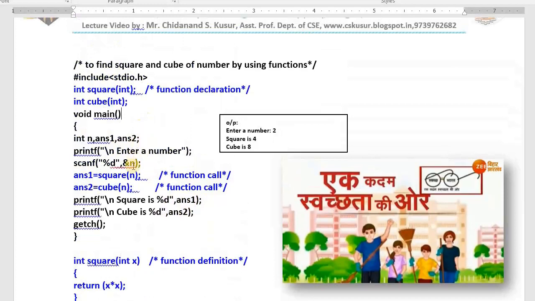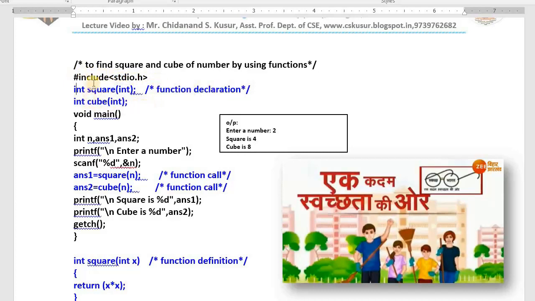But before calling the function, you need to tell the C compiler that I am writing one function called square. It takes an integer, it gives me one integer back. You need to tell about one more function which you are going to write. Dear compiler, I am writing my own function called cube. It takes one integer, it gives me that integer back. These are called function declaration or function prototype. Very easy.